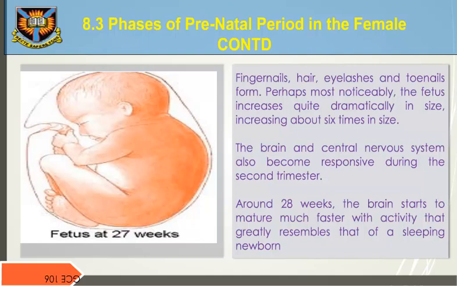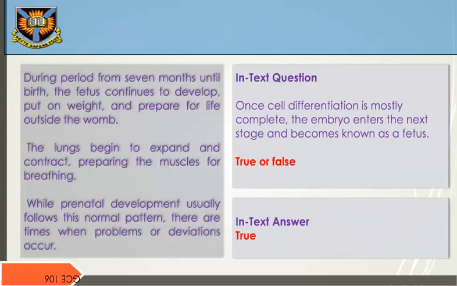The brain and central nervous system also become responsive during the second trimester. Around 28 weeks, the brain starts to mature faster with activity that greatly resembles that of a sleeping newborn. During the period from 7 months until birth, the fetus continues to develop, put on weight, and prepare for life outside the womb. The lungs begin to expand and contract, preparing the muscles for breathing. While prenatal development usually follows this normal pattern, there are times when problems or deviations occur.